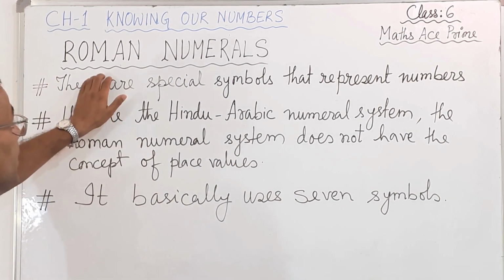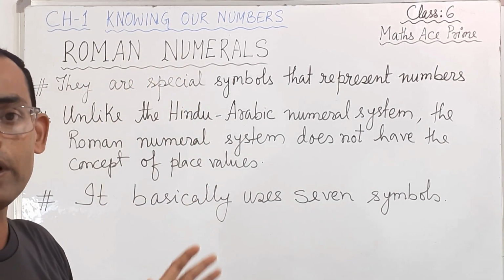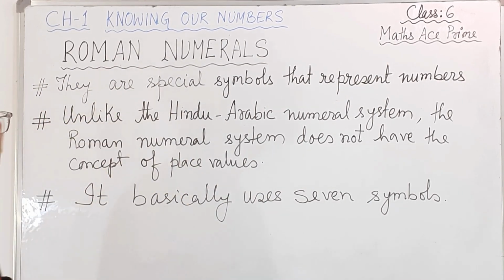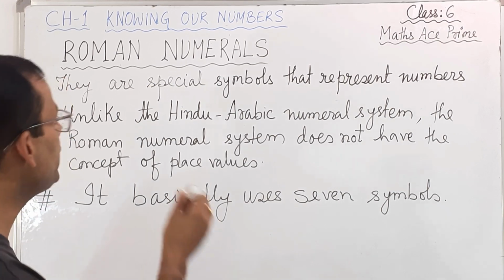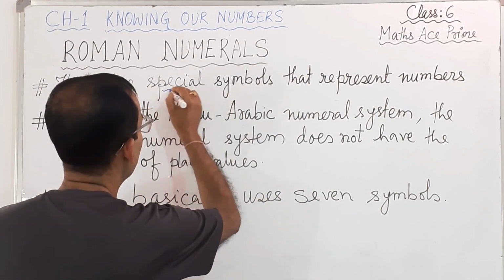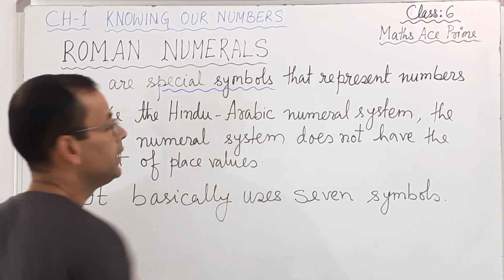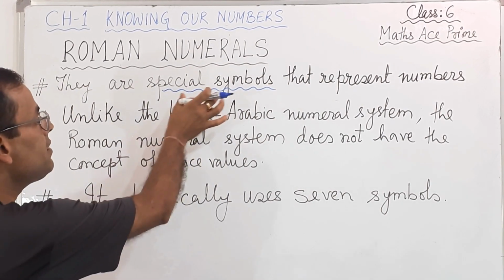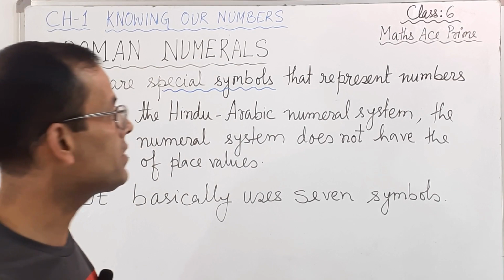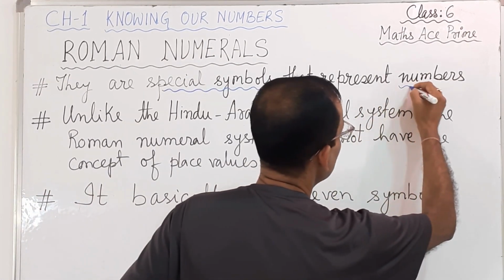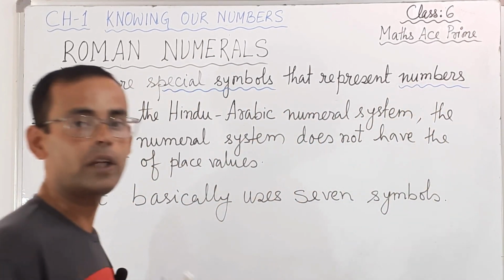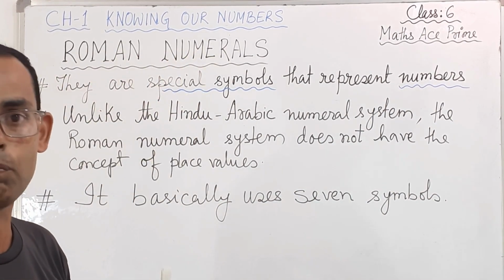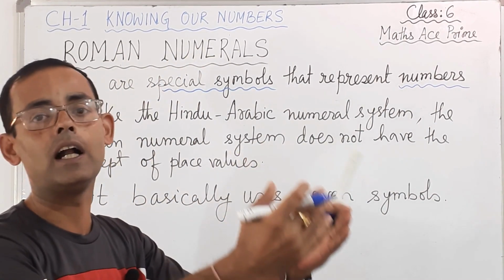We will understand what these Roman numerals are. They are special symbols. So Roman numerals means what? They are symbols, nothing else, and these symbols represent numbers. So what are Roman numerals? They are special symbols to represent a number.